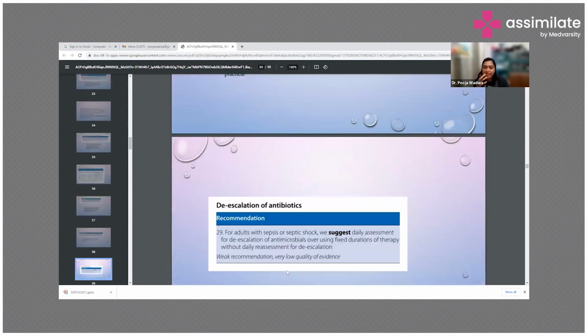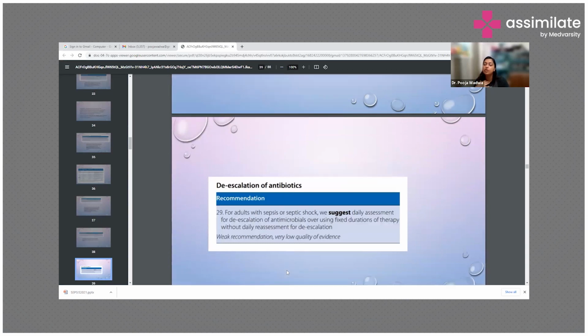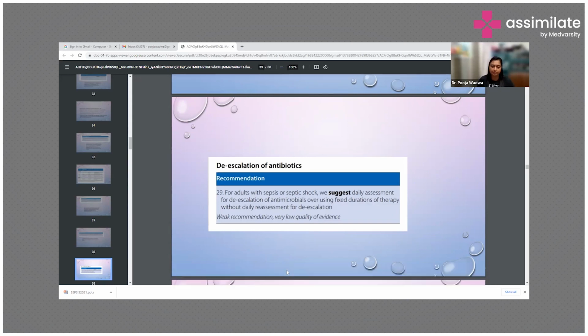Now we have already given antibiotics. When do you start thinking about stopping the antibiotics? So for de-escalation of antibiotics, daily assessment is necessary, which means you need to know the drug dosing and for how many days you need to give it, and you need to assess daily whether you are giving some antibiotic empirically or you have some culture positivity report.